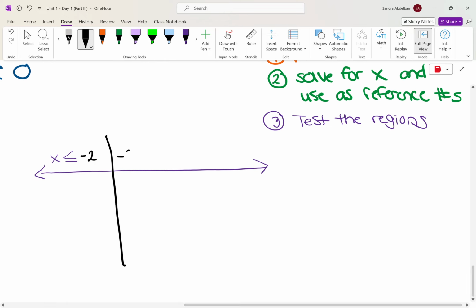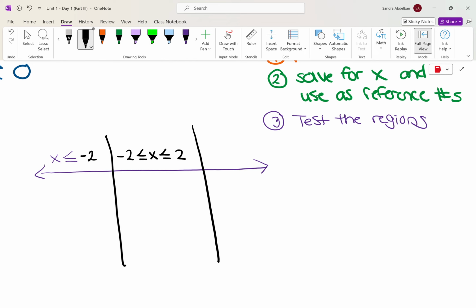And then we'll test the region between the two reference numbers. So -2 is less than or equal to x, which is less than or equal to 2. And then our final region that we're going to test is greater than our biggest reference number. X is greater than or equal to +2. I know it's a pain, but trust me, you'll get the hang of it. We'll do enough where it's not so bad. And you probably did this in Algebra 2, you just forgot.